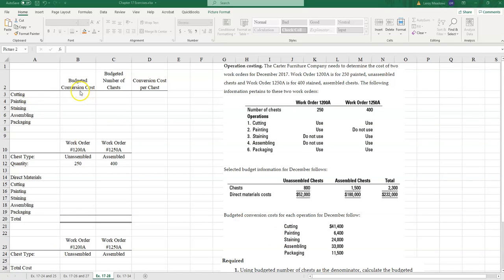So I want to go ahead here and plug in my budgeted conversion cost for each of the 5 different operations. Cutting, what was my total estimated conversion cost for December? $41,400. What about painting? $6,400. What about staining? $24,000. What about assembly? $33,000. And then finally packaging, $11,500. Again, where did I get my budgeted conversion cost? Well, the problem told me here, and we're given the information here.